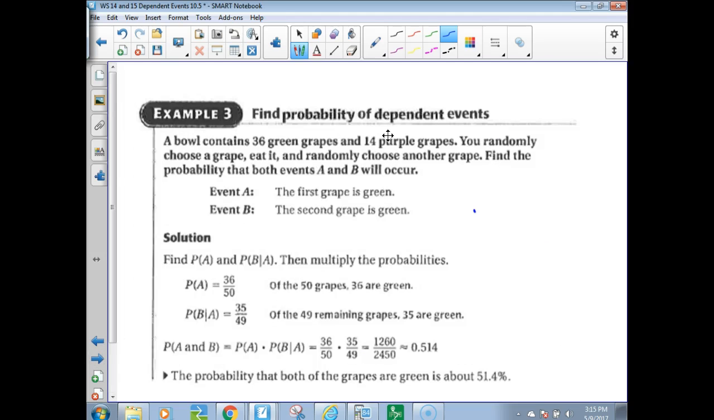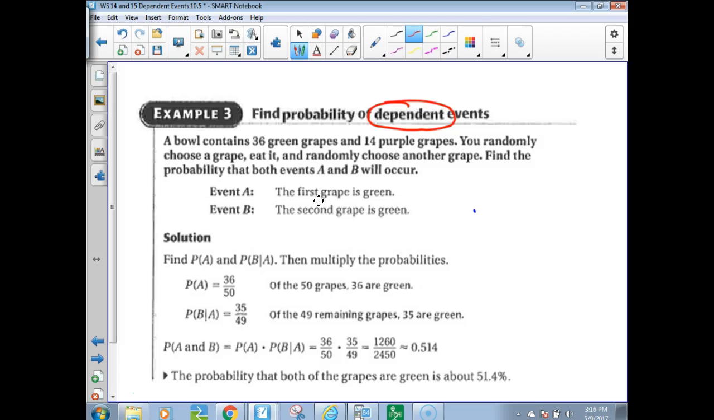Good. Find the probability of dependent events. Okay, now, if you're taking a bowl of 36 green grapes and 14 purple grapes, you randomly choose a grape and you eat it, and you randomly choose another grape, find the probability that both events A and B will occur. Now, these are dependent on each other. What happens the first time you eat it, you're going to eat one of them, so you're going to have less grapes to choose from.